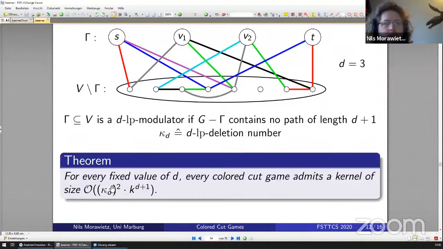Parameterized by kappa d, which is the vertex deletion distance to obtain a graph such that the remaining graph does not have a path of length d+1, and the budget of the attacker k. So in other words, if d is equal to 1, then we have the vertex cover number. So parameterized by the vertex cover number and the attacker budget, we obtain a kernel of size vertex cover squared times k squared. Okay, thank you.